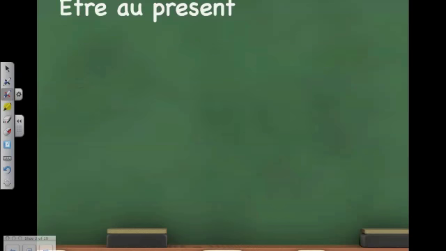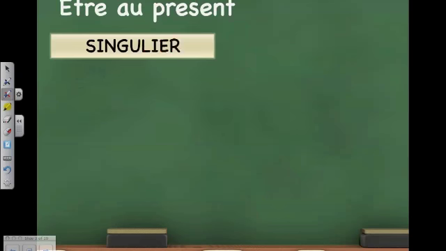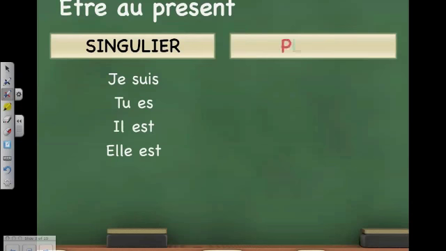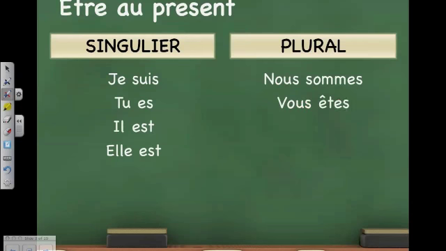This is être in the present. The singular forms would be je suis, tu es, il est, elle est. The plural forms are nous sommes, vous êtes, ils sont, and elles sont.